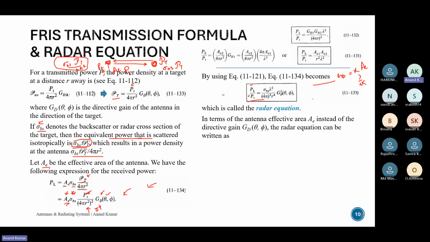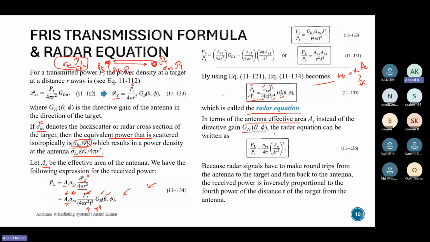Now, in this case, instead of having a receiving antenna, we have a scatterer. So we have the radar cross section of the scatterer, the wavelength, the fourth power of the distance of separation, and the directive gain of the antenna. This is known as the radar equation. In terms of the antenna effective area instead of the directive gain, we can write this equation as radar cross section upon 4 pi times the square of effective area upon lambda and the square of the distance of separation, the entire thing whole squared. Both of them are radar equations.